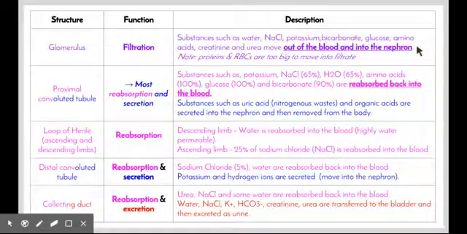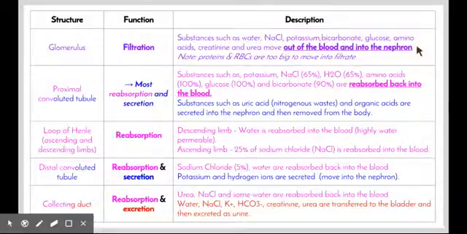So in the glomerulus, filtration occurs, and substances such as water, sodium chloride, potassium, bicarbonate, glucose, amino acids, creatinine, and urea move out of the blood and into the nephron. So just remember that proteins and blood cells are too big to move into the filtrate, so they simply leave the kidney via the efferent arteriole.